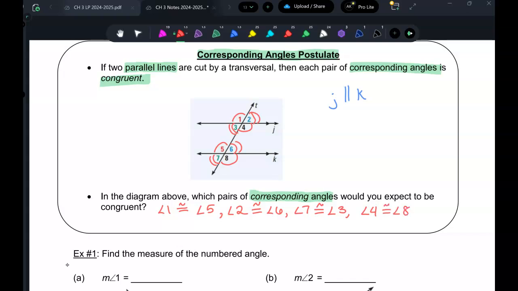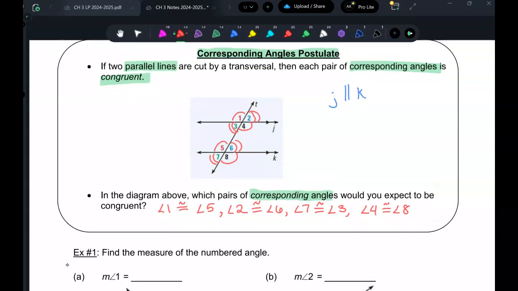Okay. So if I know one angle measure here, I should be able to figure out all the other missing angles. Why? So for example, let's say angle 1 is 150 degrees, just as an example. So if angle 1 is 150, angle 5, these would be corresponding. Also, what else do we know?